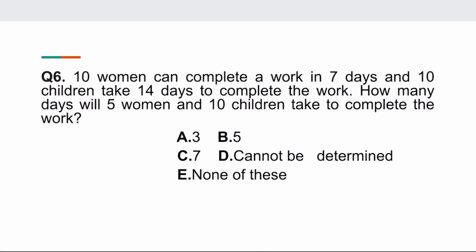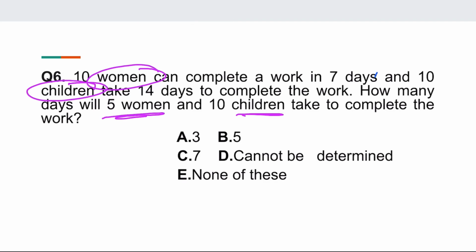What does the question say? The question says 10 women can complete a work in 7 days and 10 children take 14 days to complete the work. So we are talking about women and we are talking about children here. How many days will 5 women and 10 children take to complete the work? So obviously they have given how much time 10 women are going to take to complete the work, and how much time 10 children are going to take. And then they are saying that we are taking 5 women and 10 children to do the work. So how many days will be required to complete the work? Let's solve it fast because this one is easy and we have already done something like this. Let's just do it.